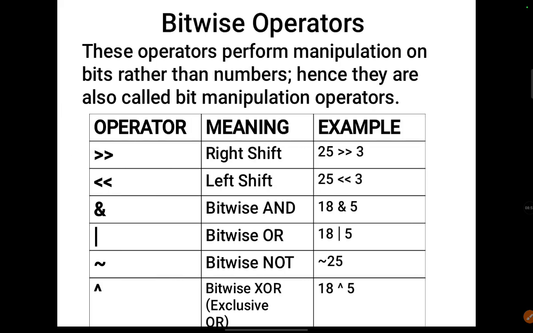Bitwise operators. These operators perform manipulation on bits rather than numbers. Hence, they are also called manipulation operators. The symbols are: right shift, 25 >> 3; left shift, 25 << 3; bitwise AND, 18 & 5; bitwise OR, 18 | 5; bitwise NOT, ~25; bitwise XOR, exclusive OR, 8 ^ 5.